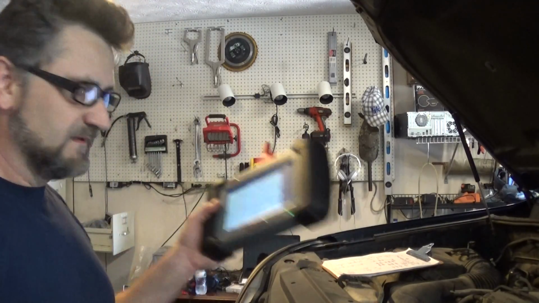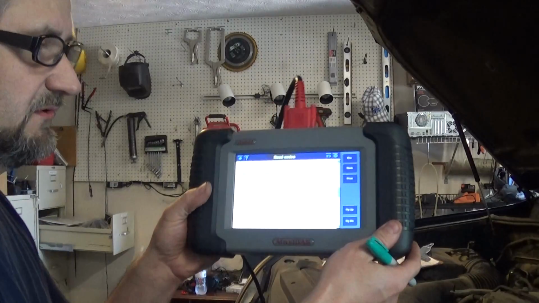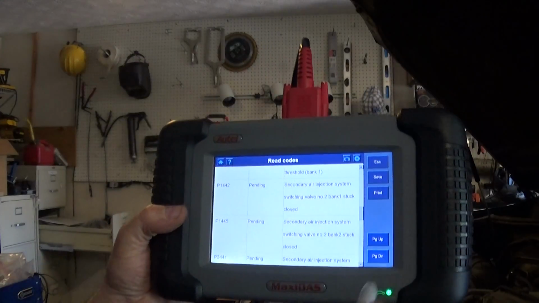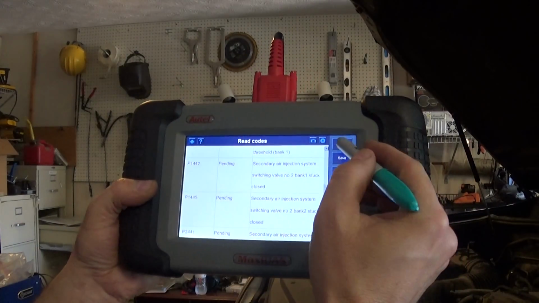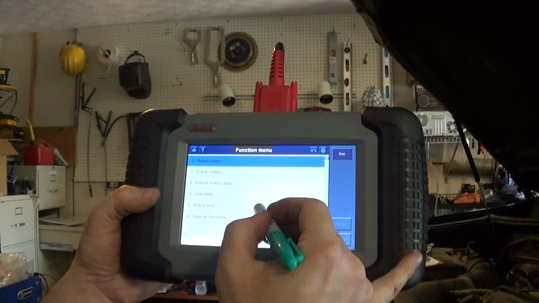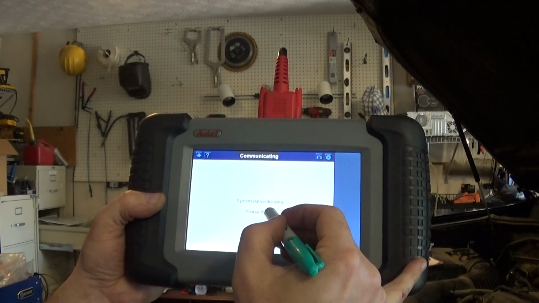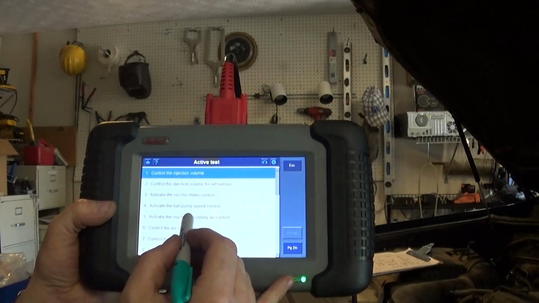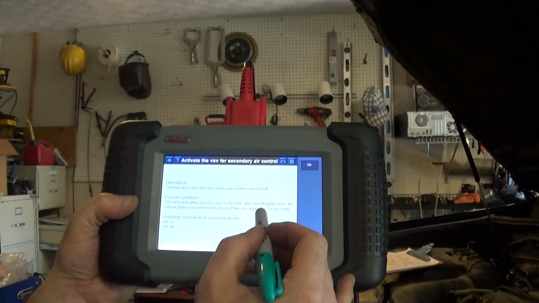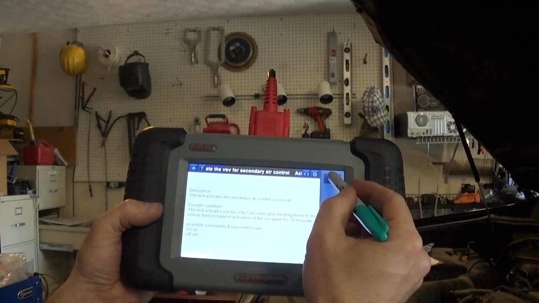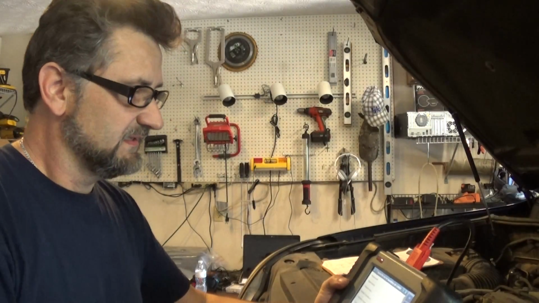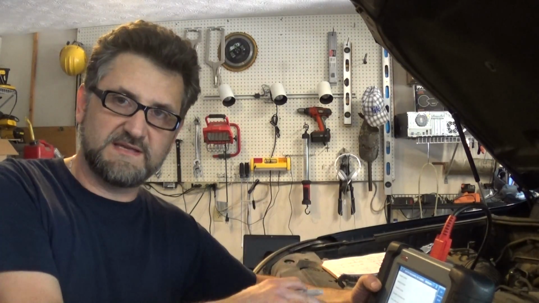In this scan tool, I'm really having a hard time with this camera to focus on my scan tool, but basically I'm going to go to active test, and I'm going to activate the VSV for secondary air control. Now I'm going to do a custom list. I'm just going to pick some data. The good thing about this test is that it's going to activate every single electronic device involved in this system.